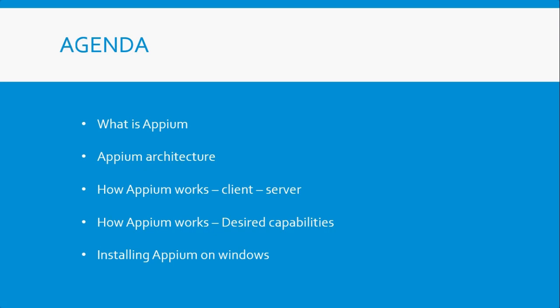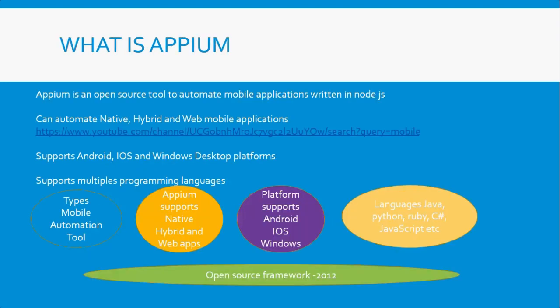Now we'll be looking at what is Appium, the architecture, how Appium works, and some other things as well. So one of the focuses of this mobile testing training is to look at Appium as an automation testing tool. Appium is very common. It's an open source tool that we use to automate mobile applications, and it's written in Node.js.